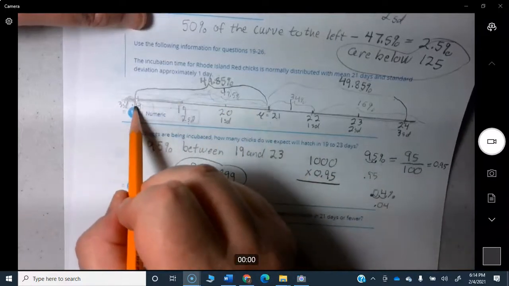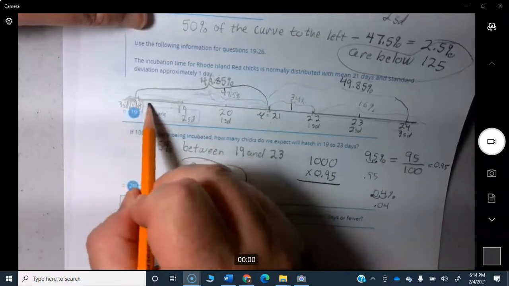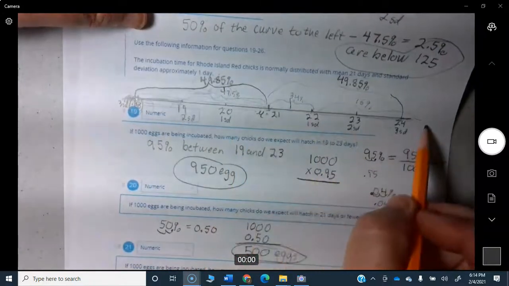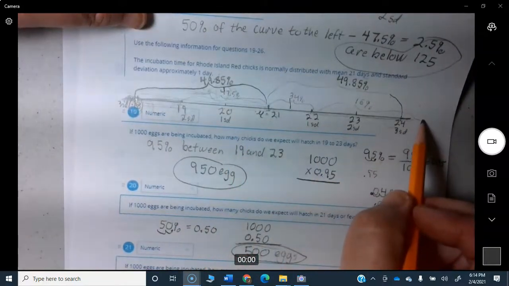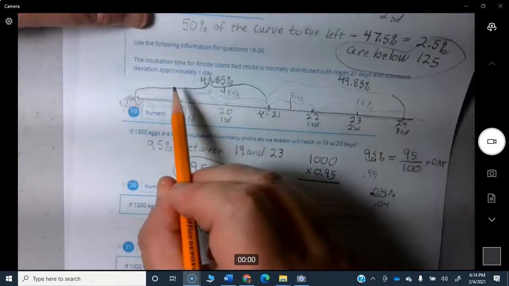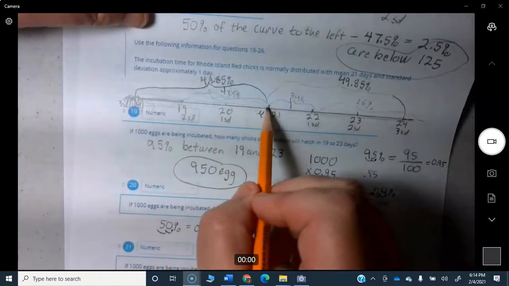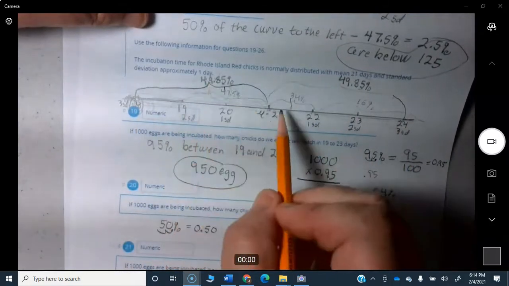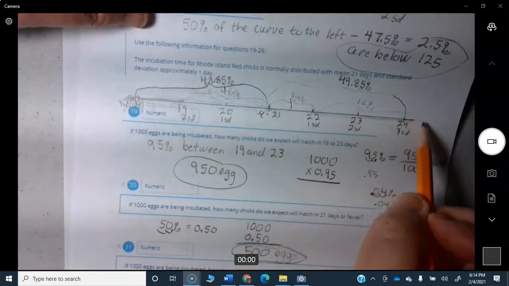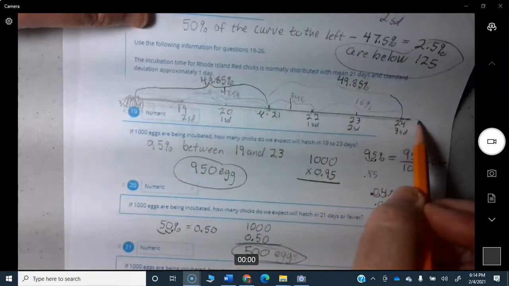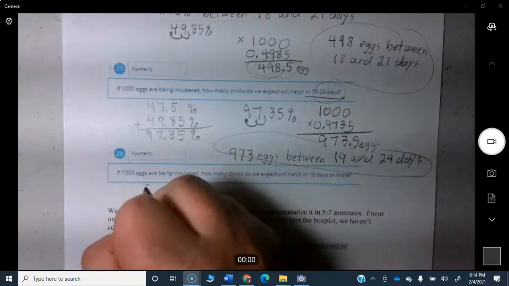It said 18 days or more. So you want everything from 18 days all the way to this side of the curve way over here. It's almost everything, but not quite. Okay, so from 18 to the mean rather is 49.85, and then from the mean to the far right-hand side of the curve, that's half the values. That's 50%.